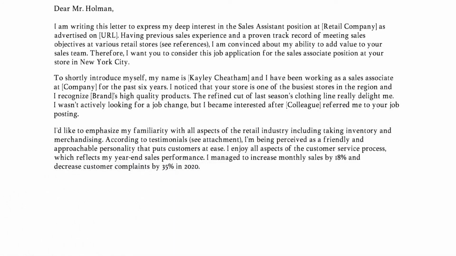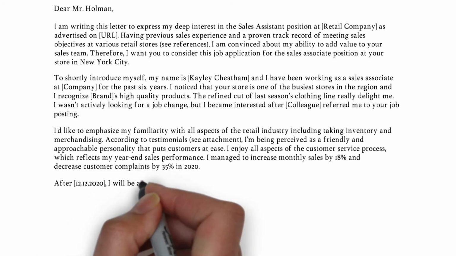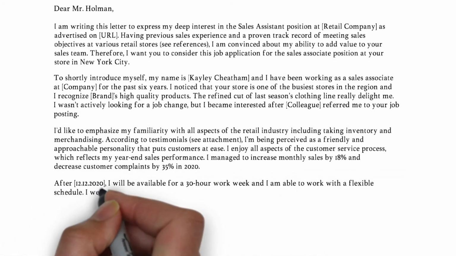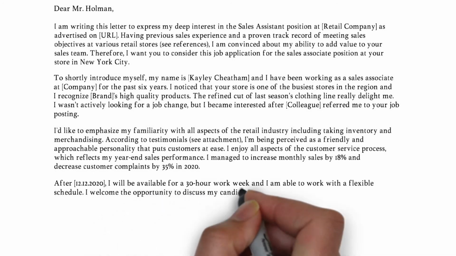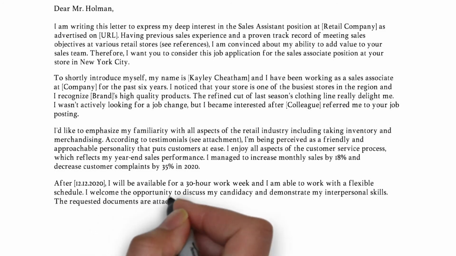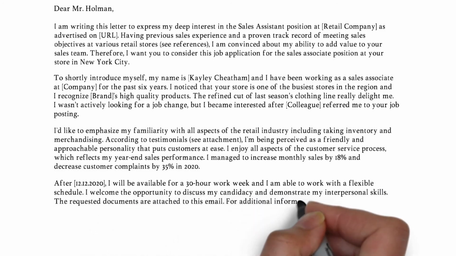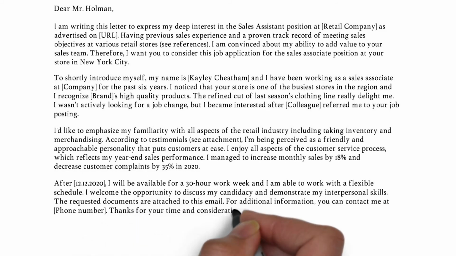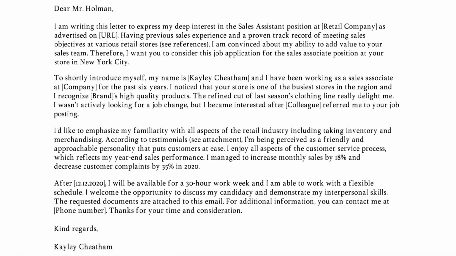In the last paragraph, you can inform the reader about your availability. After that, you can initiate an interview by mentioning your interest to further discuss your candidacy and the topic of relevance. Refer to your attached references and resume, and include your phone number so they can easily reach out to you. Now don't forget to thank the reader for taking their time to review your cover letter and close in a compelling way. So kind or best regards, followed by your name and surname.